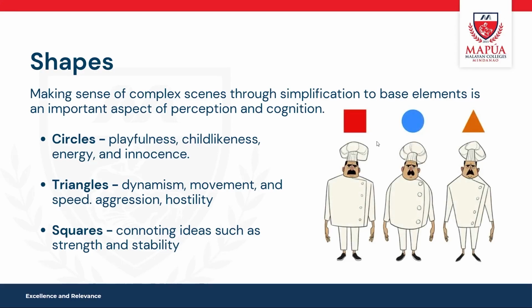This can imply a certain playfulness, childlike energy, and even innocence. And this is because the lack of the sharp edges does not make them seem like a threat. Meanwhile, triangles, which have a more sharp point, show dynamism, movement, and speed. At the same time, triangles can also imply aggression and hostility because triangles look like they're pointing at something.